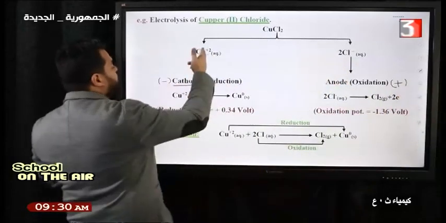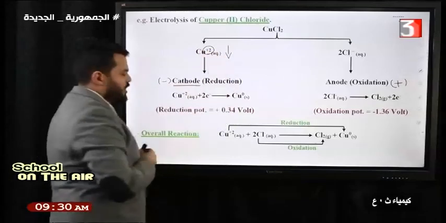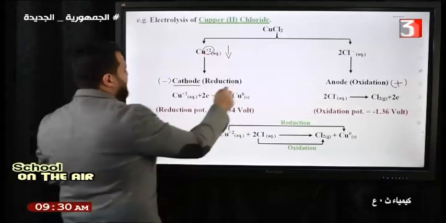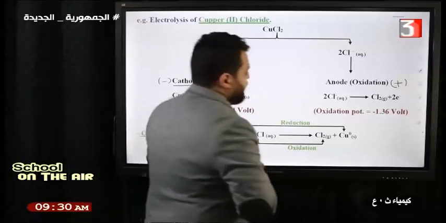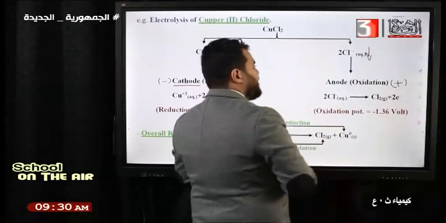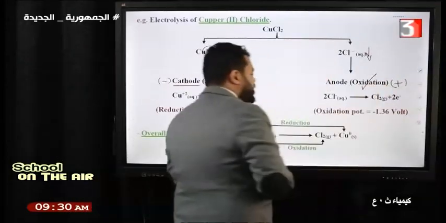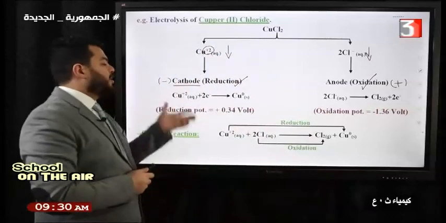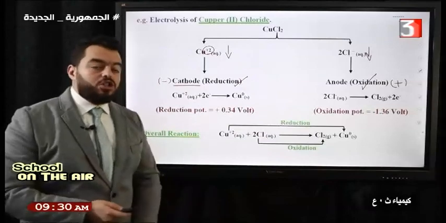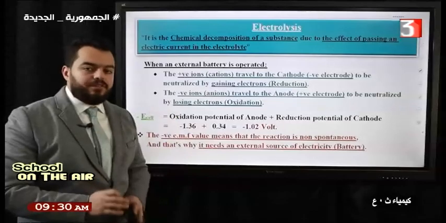When the positive ion goes to the cathode, it is neutralized, so you are decreasing the positive charge, so it is a reduction reaction. And at the anode, the negative charge will be neutralized, so the negative charge will be decreased, so you are making an oxidation reaction. And the electromotive force of the electrolytic cells must be negative, unlike the galvanic cells, where it must be positive.